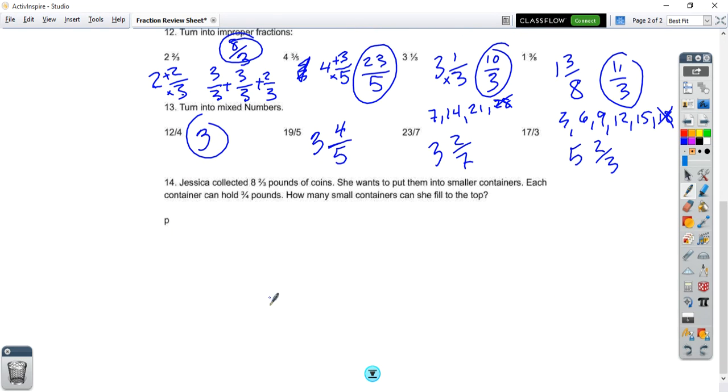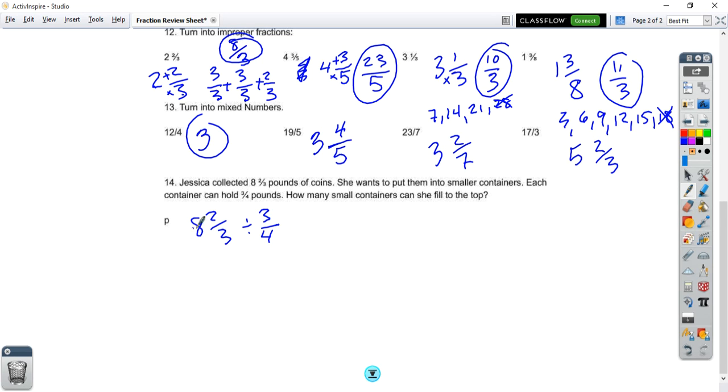Question 14. Jessica collected 8 2/3 pounds of coins. She wants to put them into smaller containers. Each container can hold 3/4 of a pound. How many small containers can she fill to the top? So again, I'm taking the coins and dividing them into containers. So I have 8 2/3 divided by 3/4.